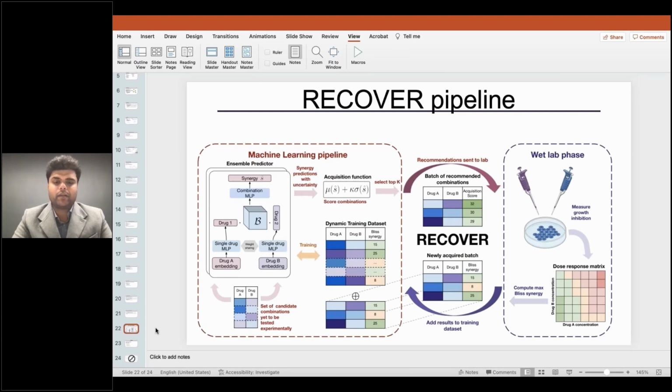So this is basically the Recover pipeline in a single slide. As I was mentioning before, we have the machine learning pipeline on one side, and the wet lab on the other side, and then an active learning loop brings both of these together to build a pipeline which is directed towards drug repurposing. And that is my presentation.